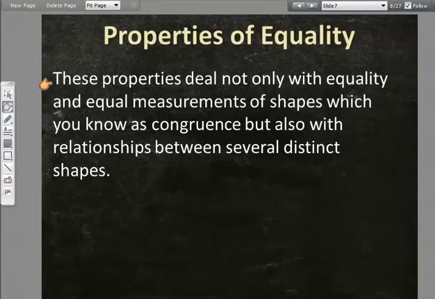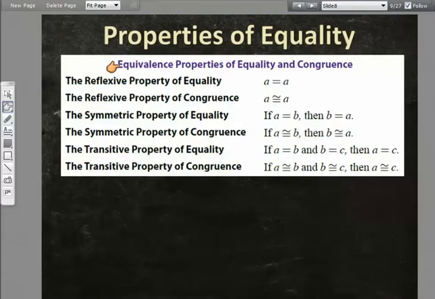These other properties that we're going to look at deal not only with equality and equal measurement of shapes, which you know is congruence, but also with relationships between several distinct shapes. So let's look at this. This is the equivalence properties of equality and congruence.